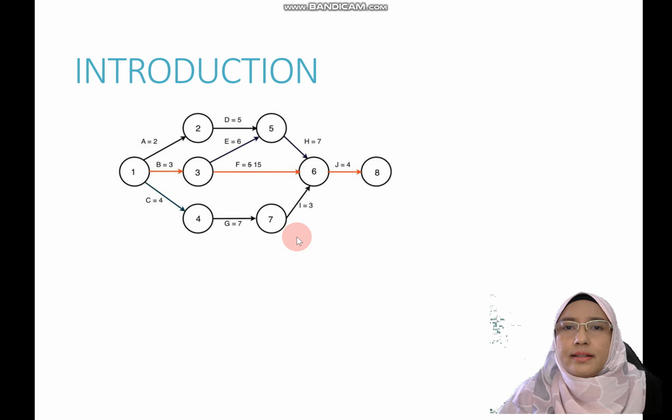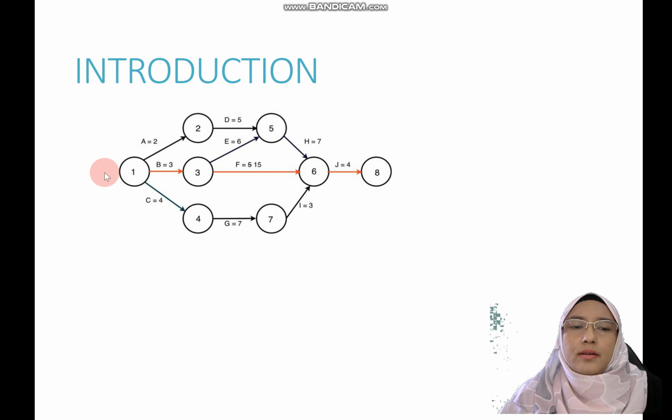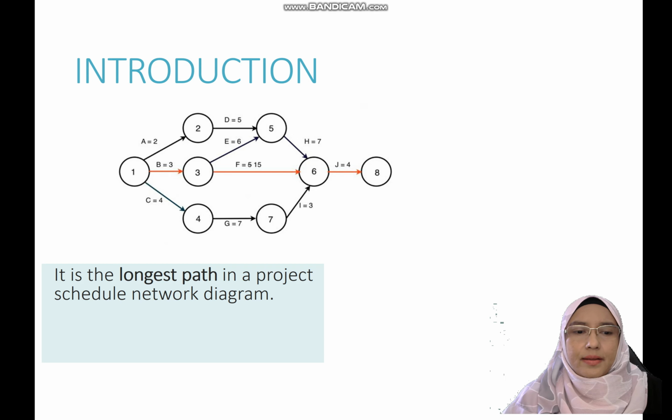This is another simple example of a critical path method or a network diagram. For a network diagram, the critical path is the longest path in the project schedule network diagram. It is shown in this diagram with the red arrow.